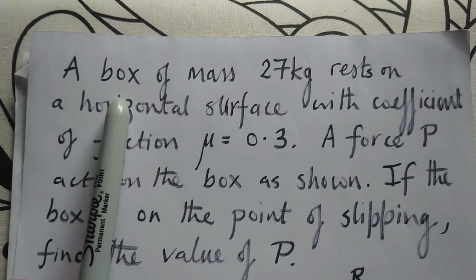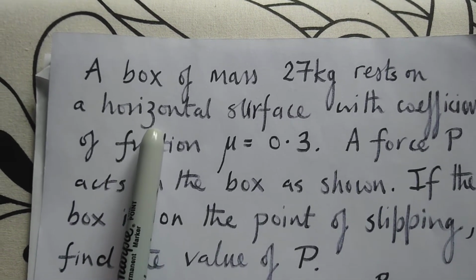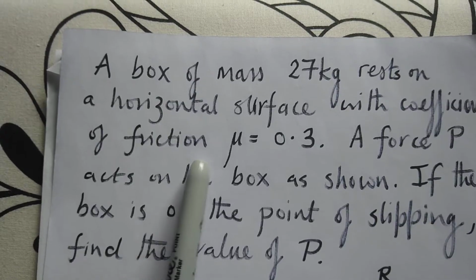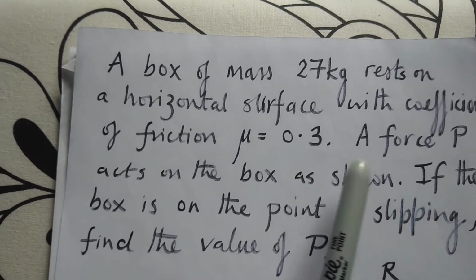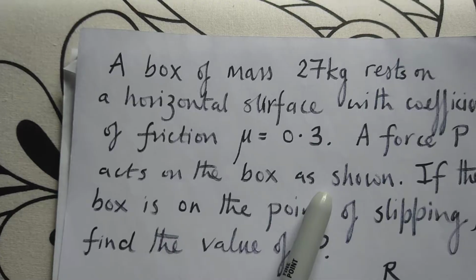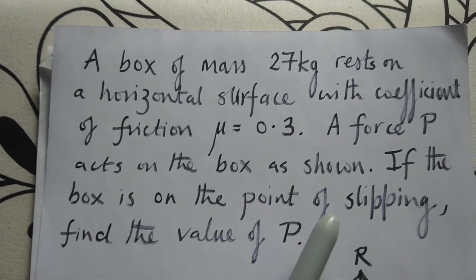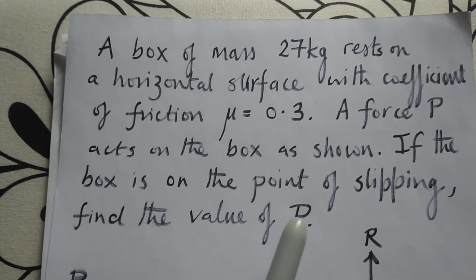A box of mass 27 kilograms rests on a horizontal surface with coefficient of friction 0.3. A force P acts on the box as shown. If the box is on the point of slipping, find the value of P.